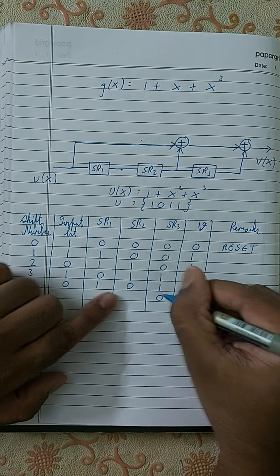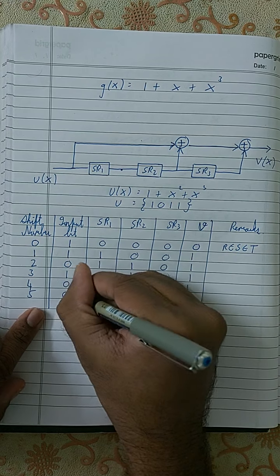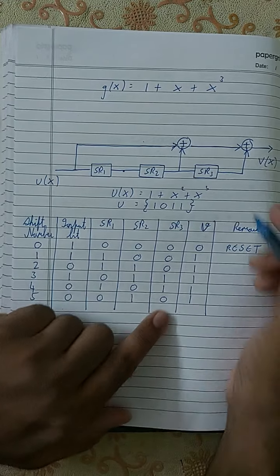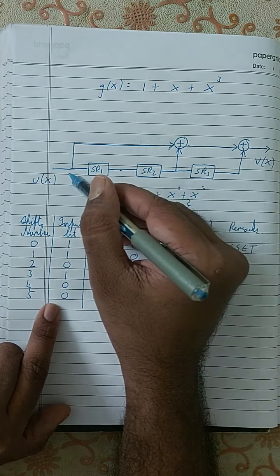This 0 will be shifted over here, this 1 will be shifted over here, this 0 will be shifted over here, and another 0 will be sent, right? Which means that this value over here is 0, the value over here is 1, the value over here is 0, and the value over here is also 0.